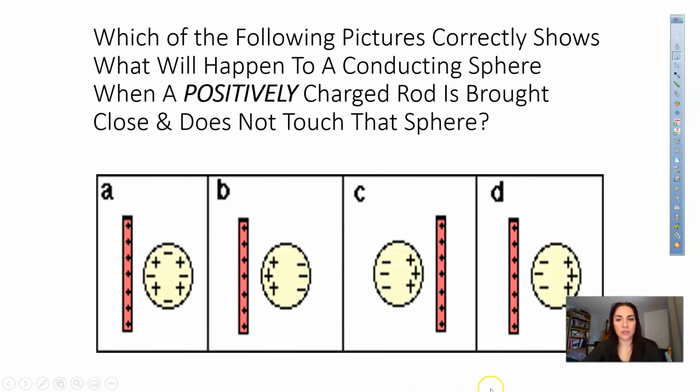So here's a little check for you, another great example of a multiple choice question. Which one of the following pictures is correct? So take a moment and see if you can do this. I'll pause for about 5 seconds so that you can think this through. Another good multiple choice question.